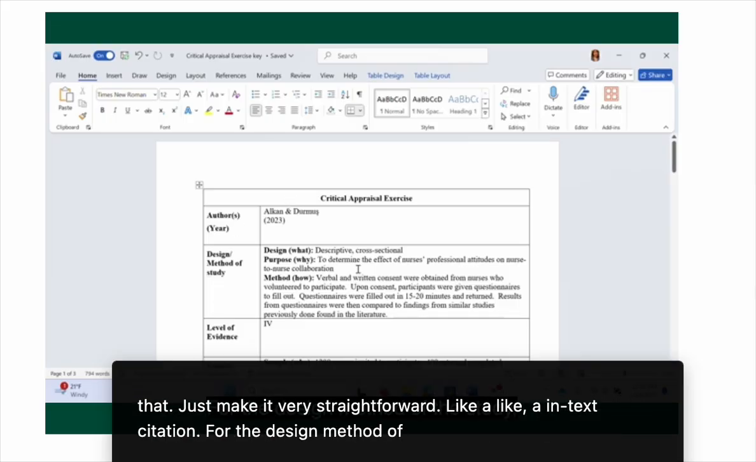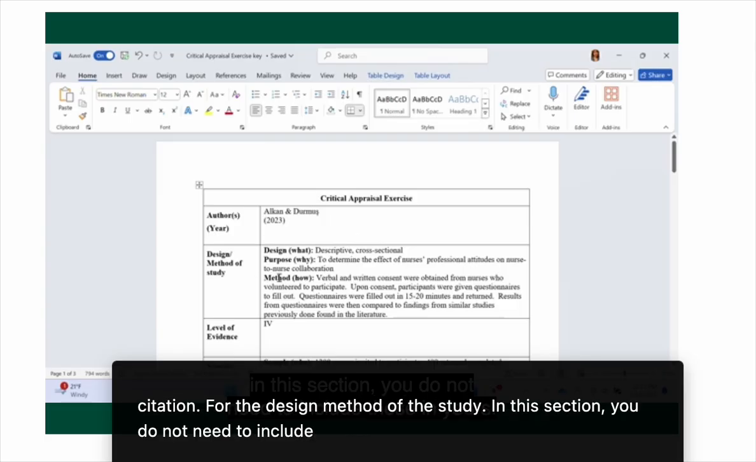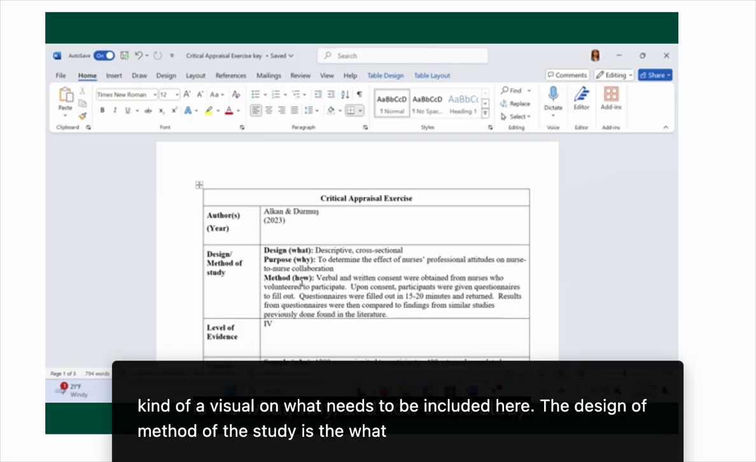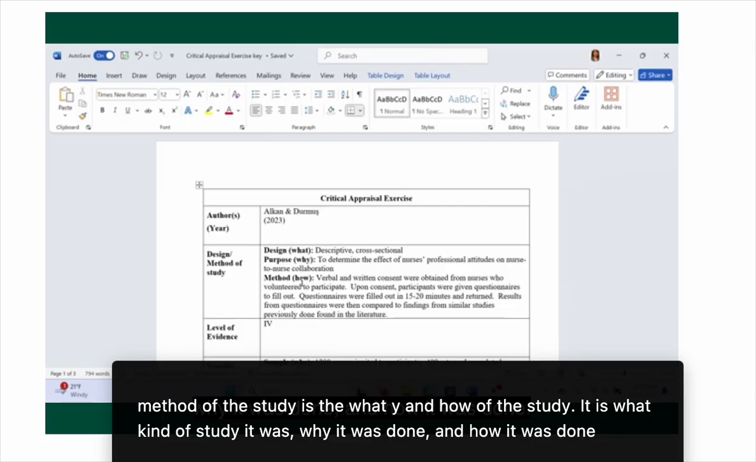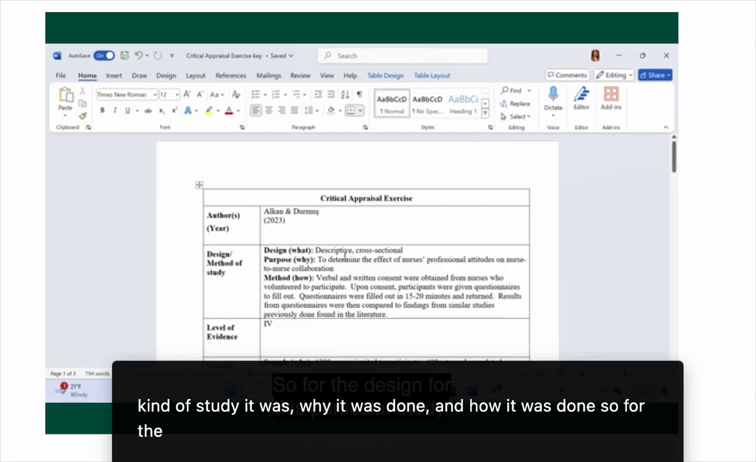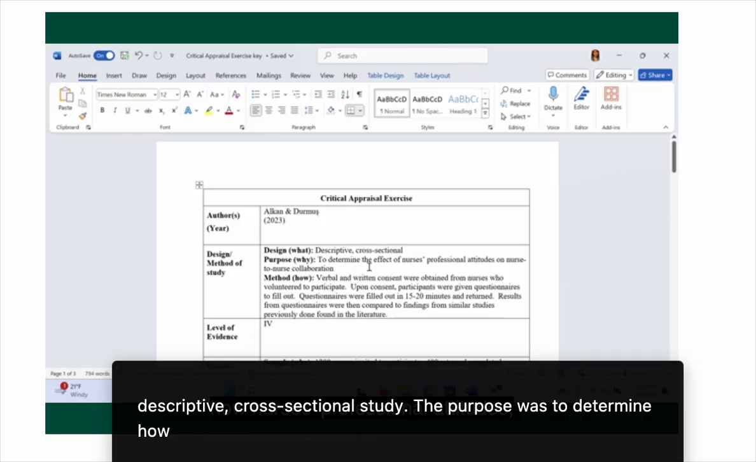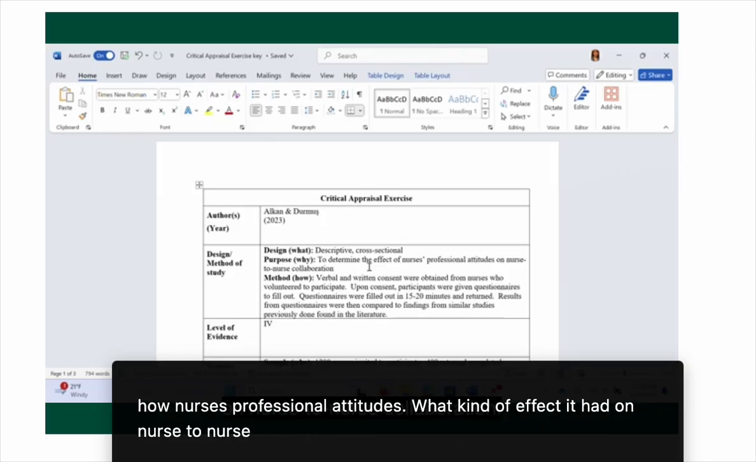For the design method of the study, in this section, you do not need to include these in yours. I just wanted to give you kind of a visual on what needs to be included here. The design method of the study is the what, why, and how of the study. It is what kind of study it was, why it was done, and how it was done. So for the design for this particular study, it was a descriptive cross-sectional study. The purpose was to determine what kind of effect nurses' professional attitudes had on nurse-to-nurse collaboration.